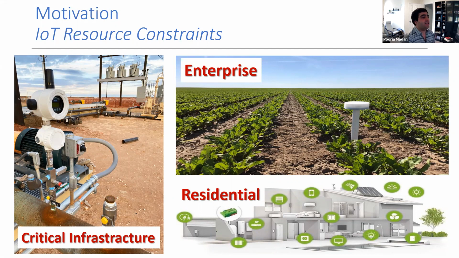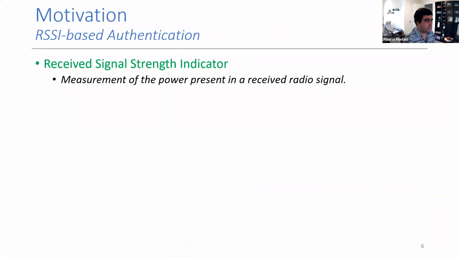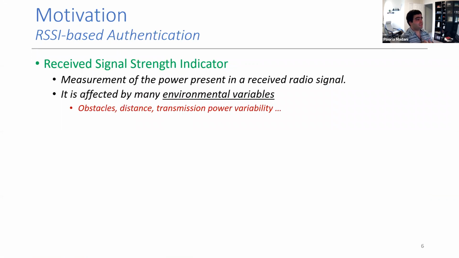So the idea is, let's use these signals as another means of authentication, because these signals are affected by many environmental variables, such as obstacles, distance, transmission power variability, and antennas used by devices, that are hard to replicate by an adversary trying to take over the identity of a player in the network.